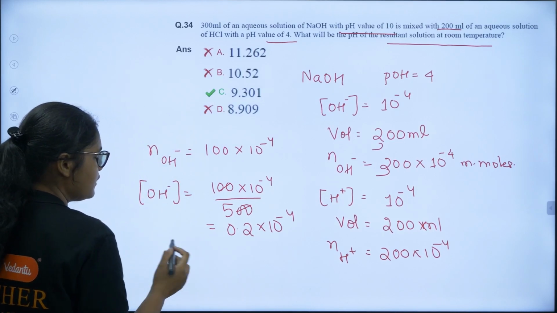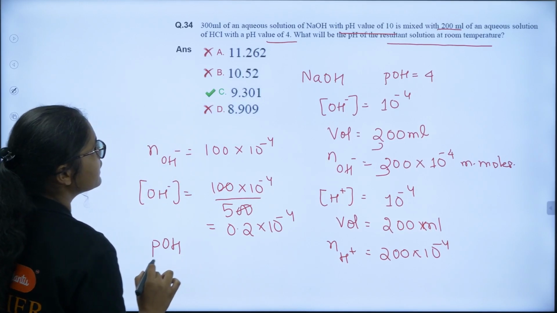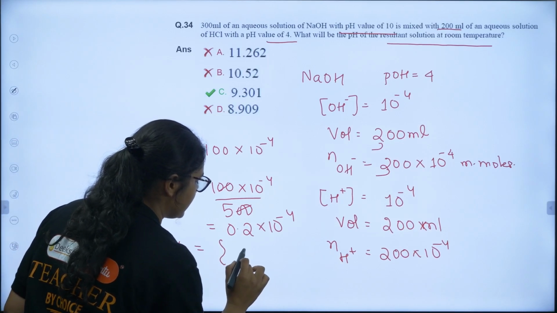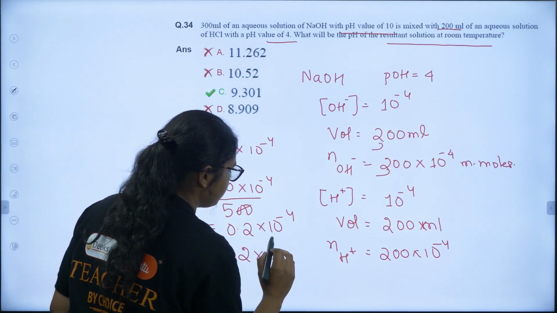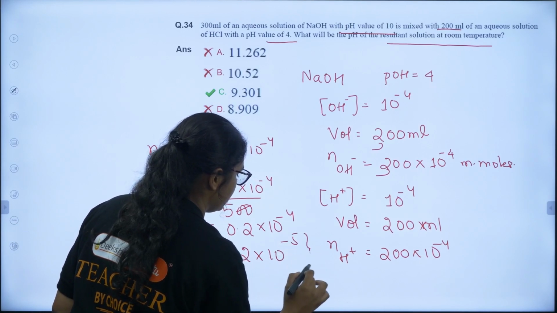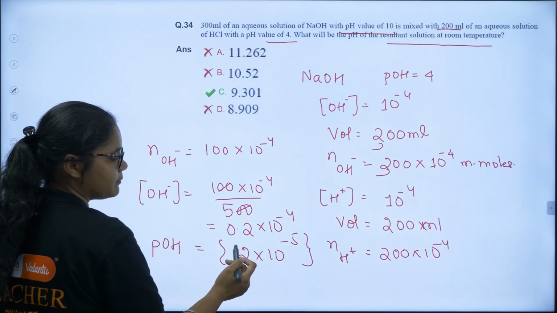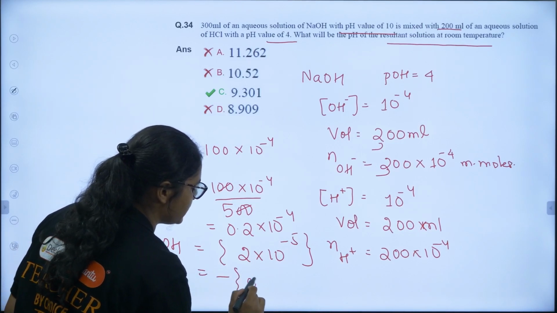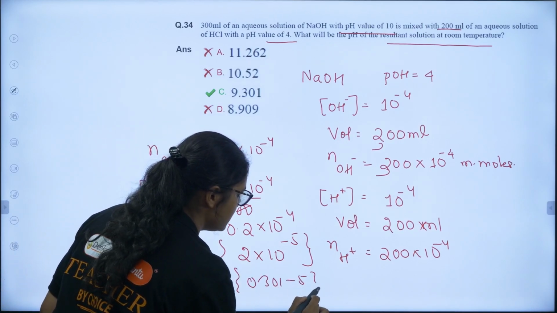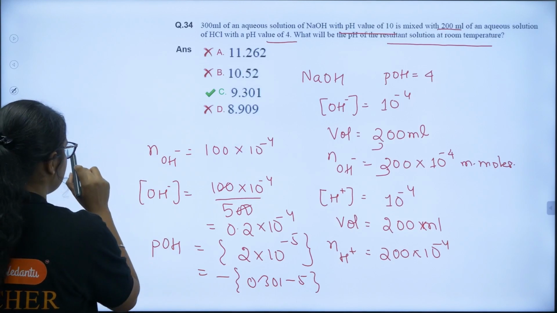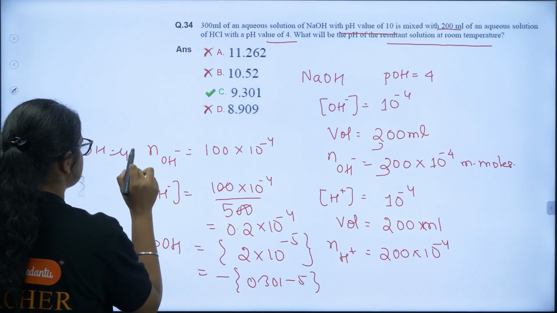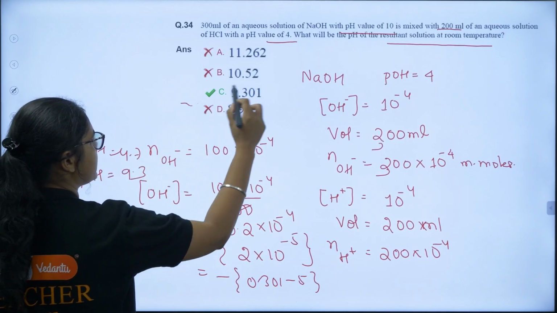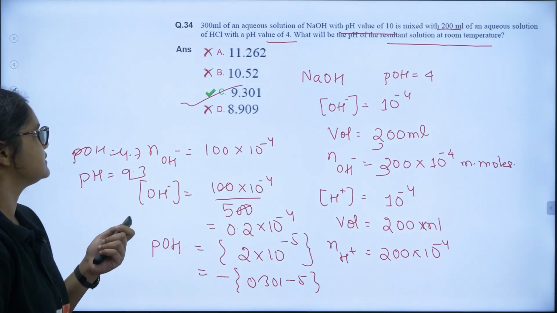So now we can calculate the pOH value from here. The question has asked you to calculate the pH value, right? So if I calculate here, I can write this as 2 into 10 to the power of minus 5. Now you just take log on both sides, so we'll get minus 0.2301 minus 5. So pOH will be somewhere around 4.7, then pH will be somewhere around 9.3. So the correct answer for this question will be option number C.